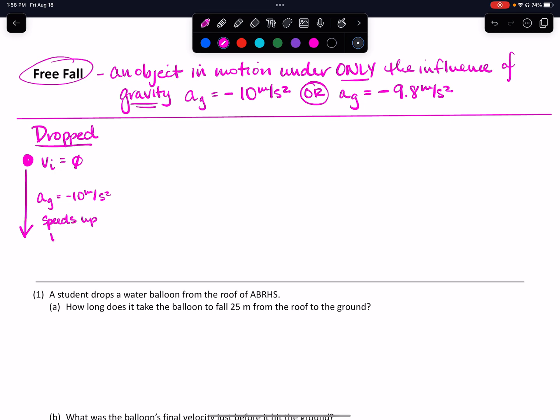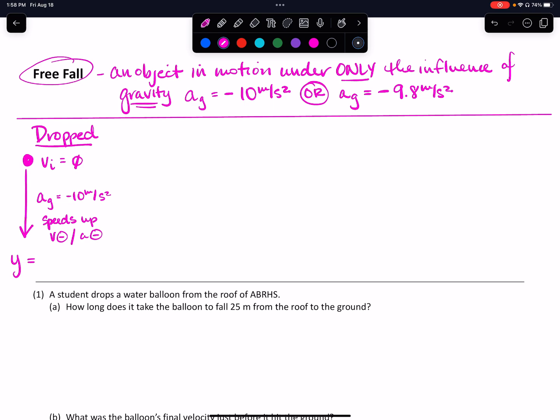All right, the velocity value will be negative because it's going down, right? And our acceleration value is always negative. So those two negative signs tell us they're working together, which is why it speeds up. All right, now there's a formula for this. We use y because we're talking about vertical motion here.